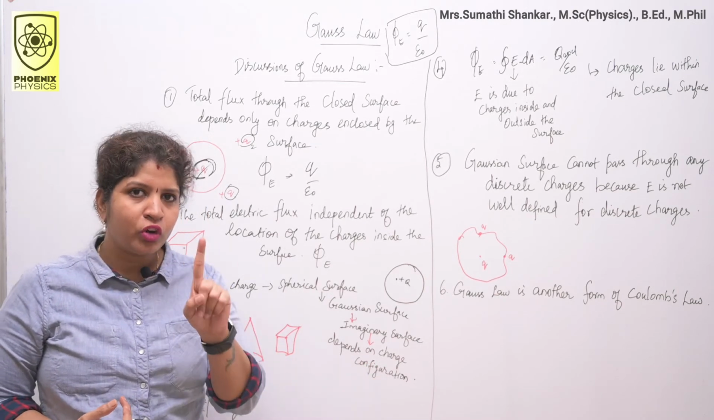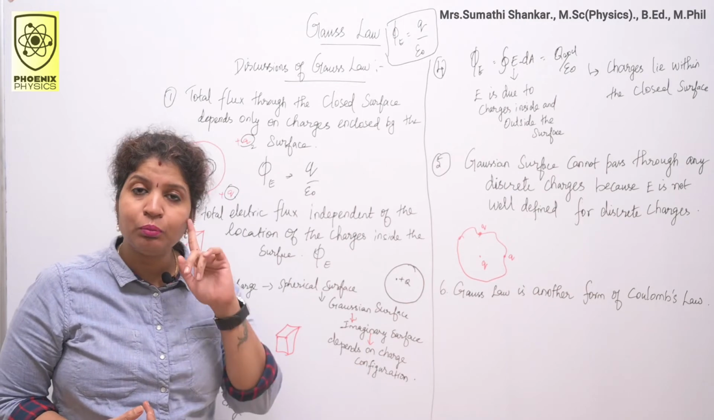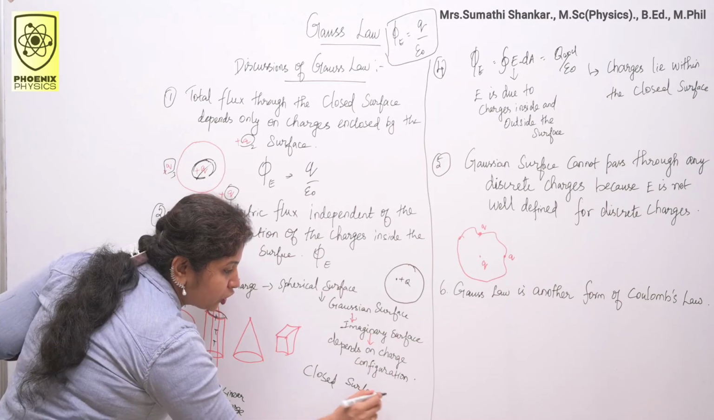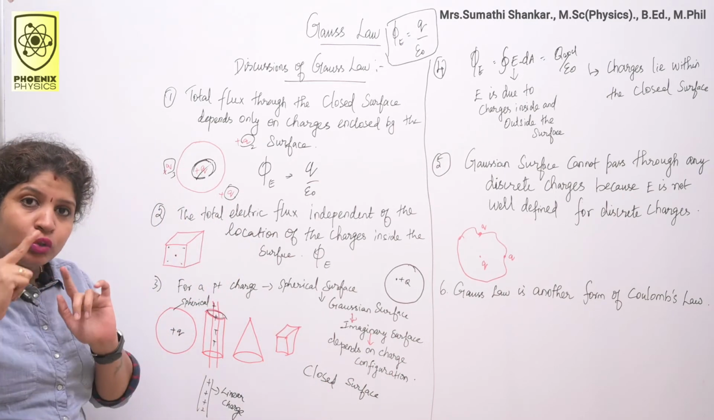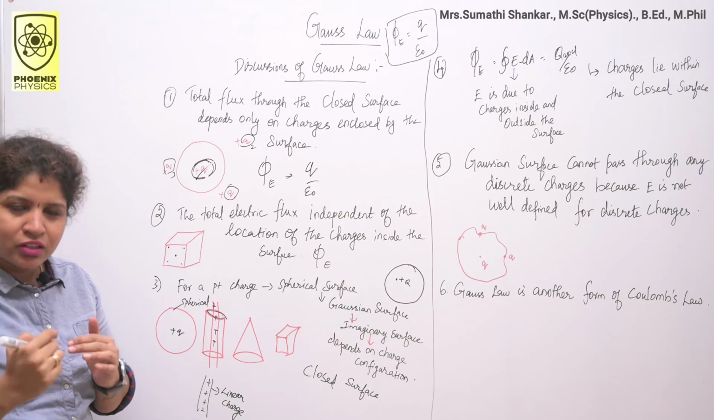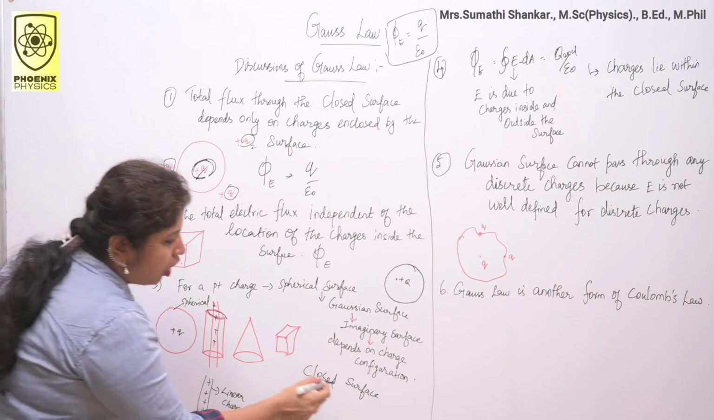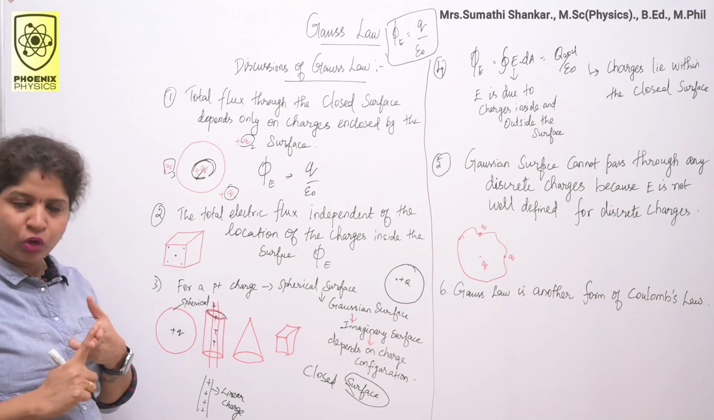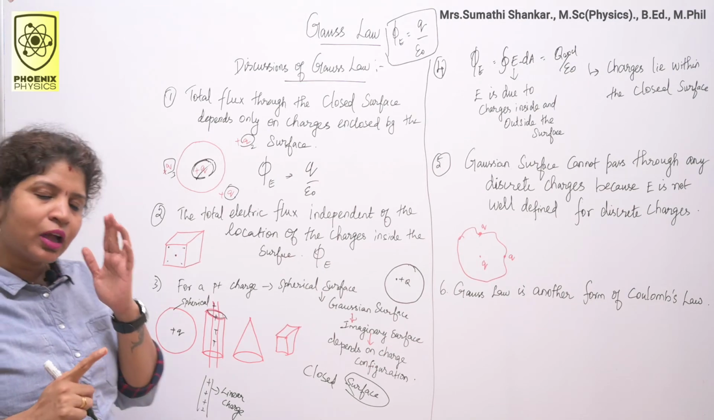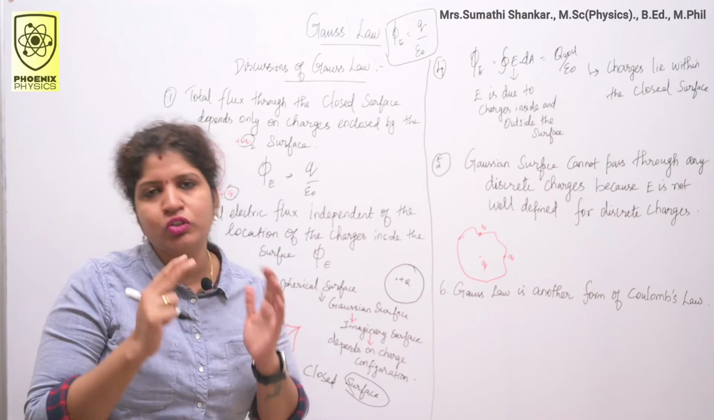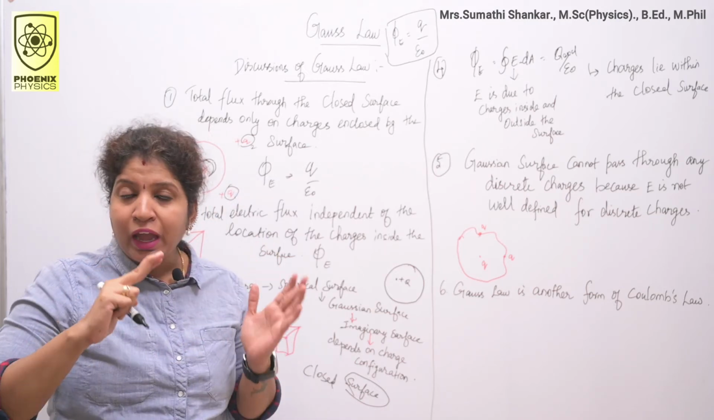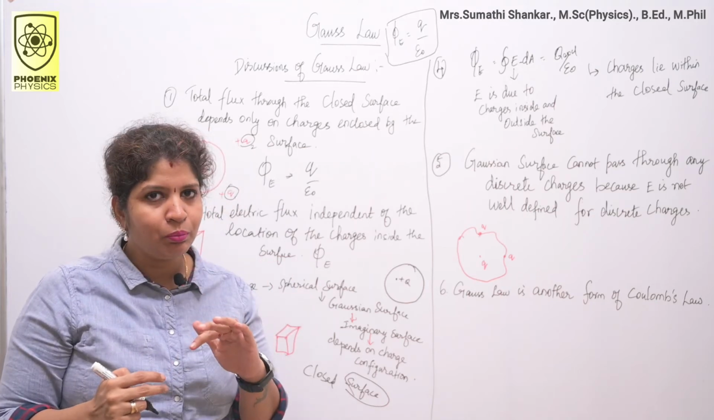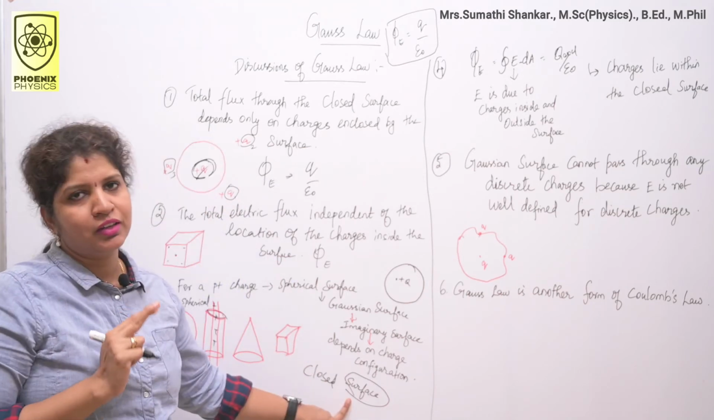One important point is Gauss law is applicable only for closed surface. Another important point is the magnitude of E is constant or same on the Gaussian surface. These two are very important points. I repeat, Gauss law is applicable only for closed surface. The magnitude of electric field is constant or same on the Gaussian surface.